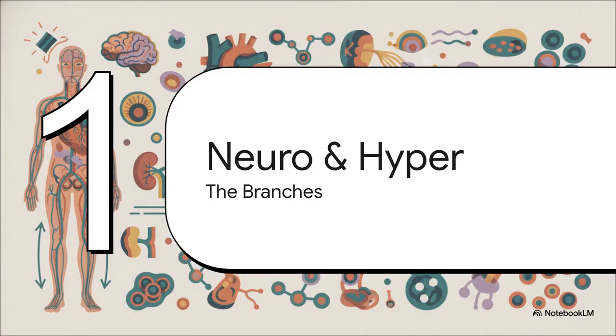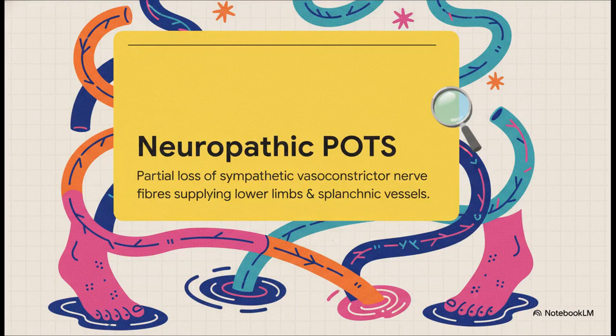Okay, Section 3. Let's talk about the branches, neuropathic and hyperadrenergic POTS. So now we branch out. We know what the loop looks like, but what actually kicks it off? Let's look at how this exact same orthostatic tachycardia can spring from totally different sources.